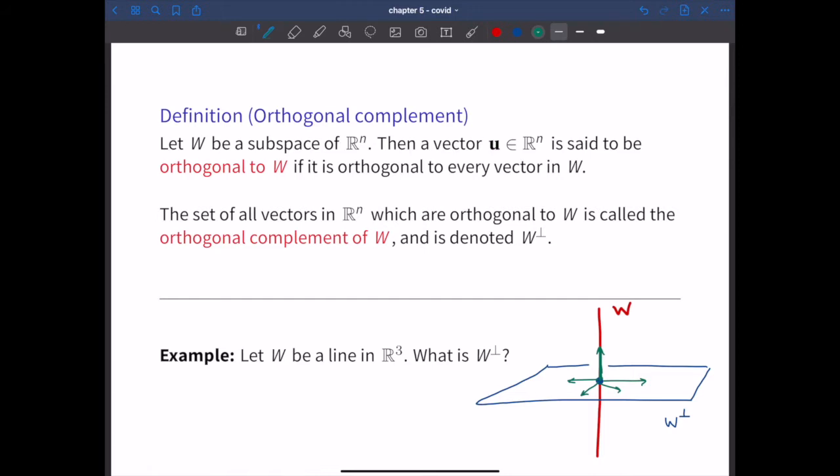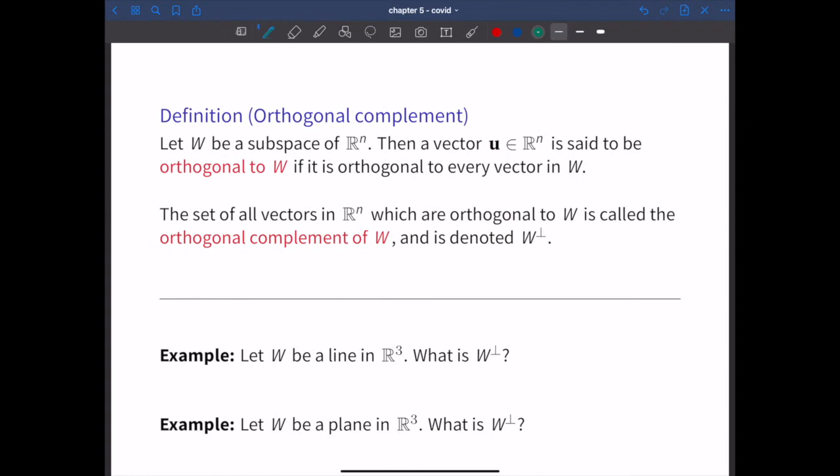Let's look at another example. Now, we're still going to be in R3, but let's suppose that W is a plane in R3. So I'm going to draw a plane, W. What will W perp be? Well, a very similar argument holds here, like the one we used last time. If W is this plane here, what I want to do is find the subspace where every vector in this subspace is orthogonal to every vector in W.